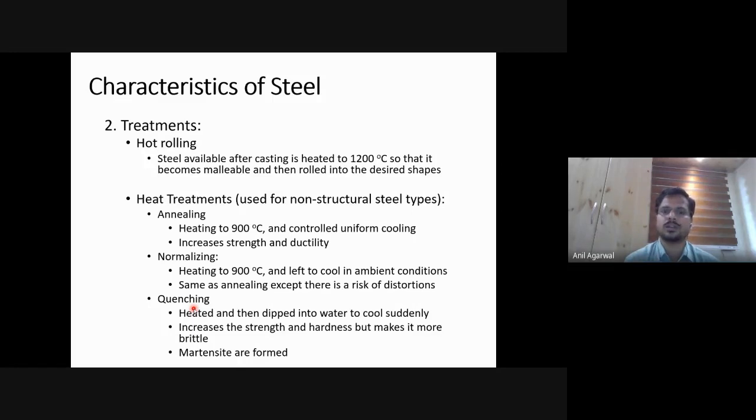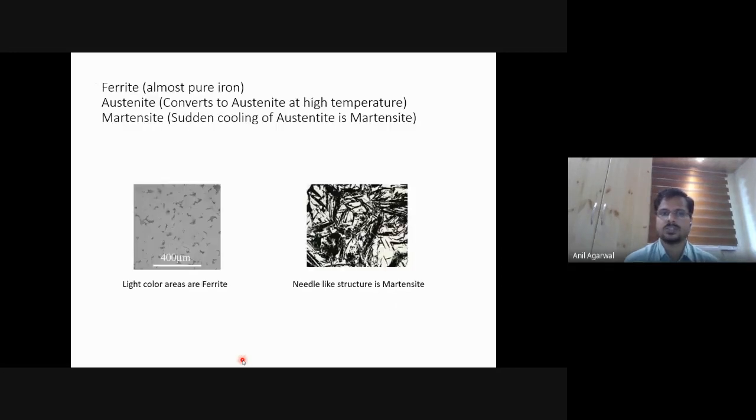Quenching is the process where you cool it down suddenly. So you heat it to 900 degrees centigrade or higher, and then suddenly put it in a bucket of water, right? Or suddenly pour water on that steel. If you let the steel cool down suddenly, then there is something called martensite that is formed. Martensite is another structure of molecules within the metal, which provides very high strength.